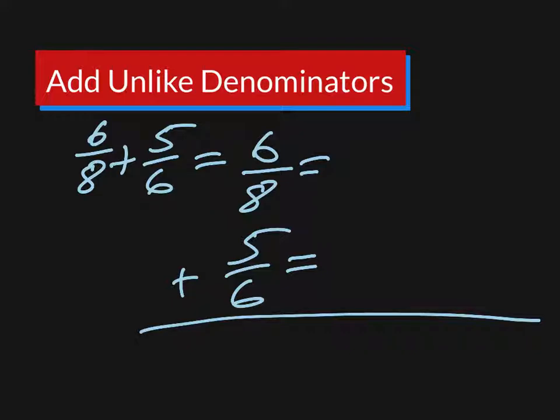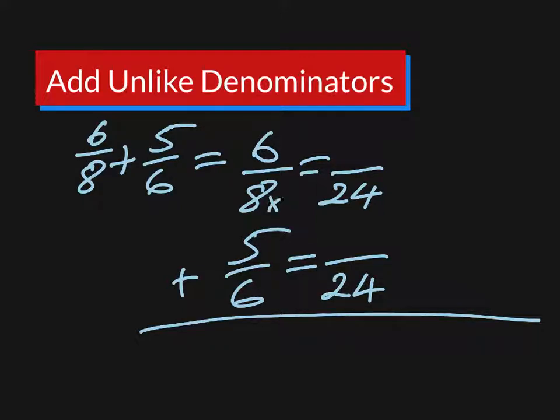Okay, so 6 doesn't go into 8, so we need to take the biggest denominator, which is 8, and we'll go like 8 times 2 is 16. Does 6 go into 16? Well, no, it doesn't. 8 times 3 is 24. Does 6 go into 24? Well, yes, it does. So we'll use 24 as a common denominator.